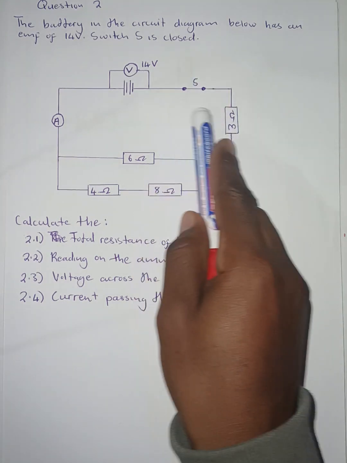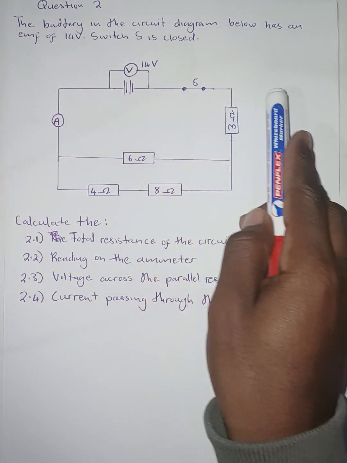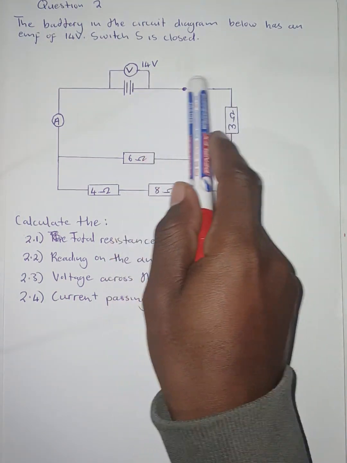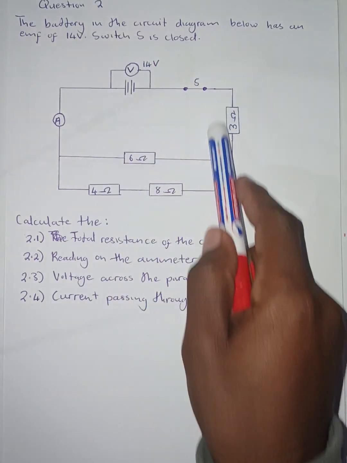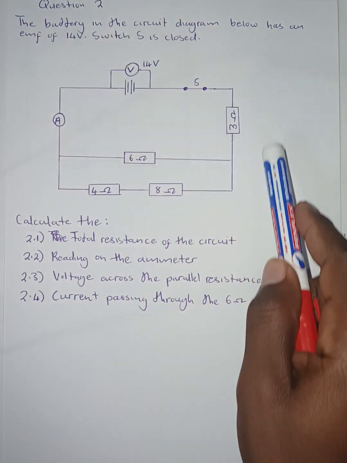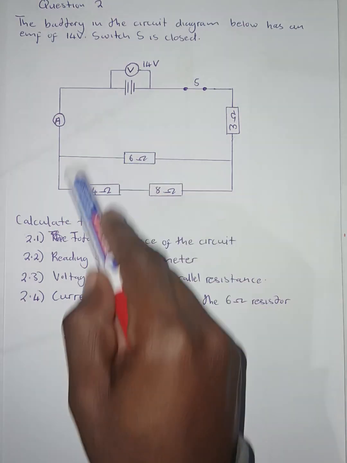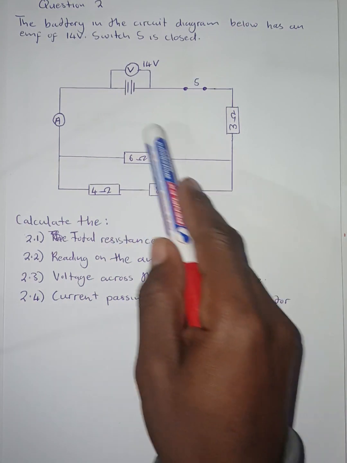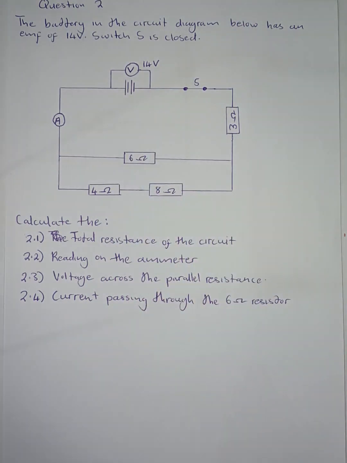So they said that switch S is closed, meaning that there will be current passing through that point, to that 3 ohm resistance, and then to those two resistors that are parallel to one another. So if we check the question, they say to calculate the total resistance of the circuit.